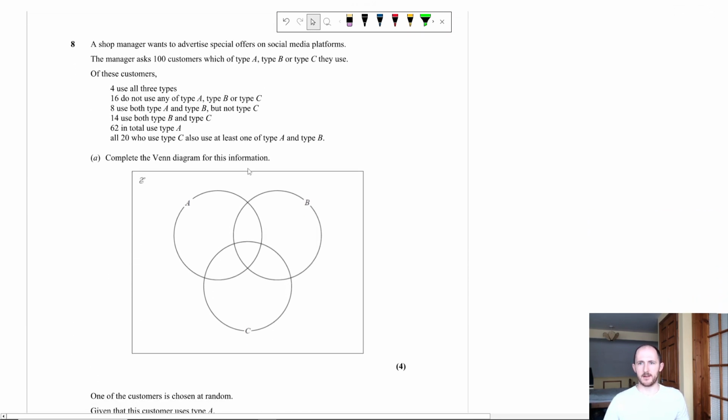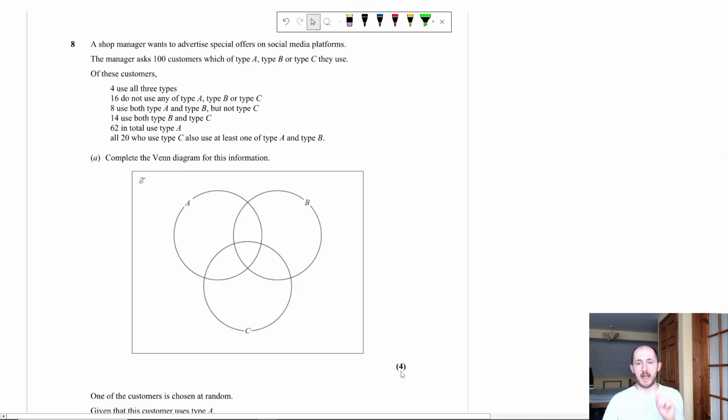Oh boy, Venn diagrams. Shop manager wants to advertise special offers. He asks 100 customers which of type A, B, or C they use, and then they give this information. Okay, so we've probably done these a lot, but I will say 4 marks is a lot, I agree, but it is so easy to lose marks in these questions. So damn easy, especially when you're rushing and you're under pressure.